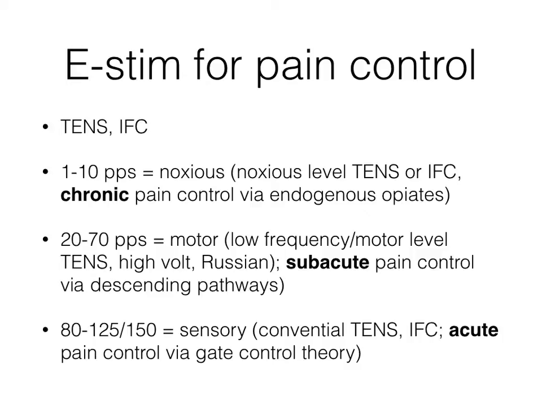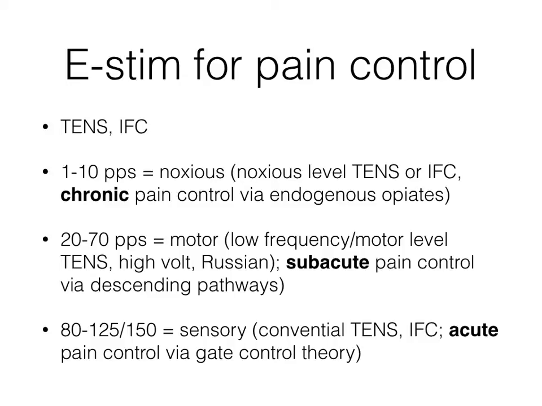If the patient's in a more subacute phase of healing, we may use a motor level TENS, or what's also sometimes known as low frequency TENS. This type of pain control may also be delivered through high volt or Russian current, although we typically think of those two types of current as more truly for muscle contraction, for re-education and strengthening. We can utilize those currents for motor level TENS. And when we provide motor level TENS, our frequency is in the 20 to 70 pulses per second range, which is the frequency which stimulates the motor fibers and therefore modulates pain via descending pathways.